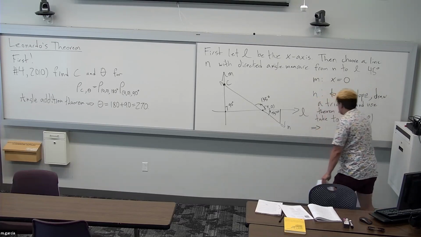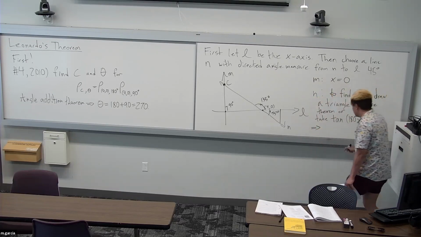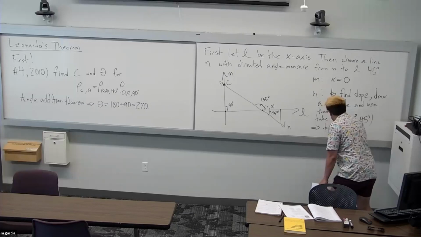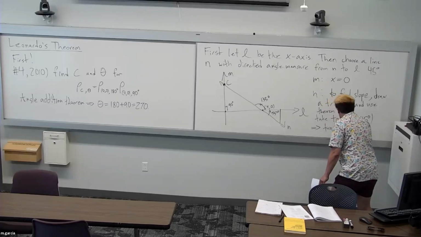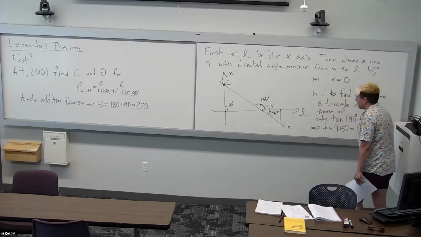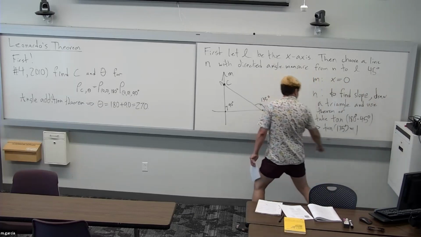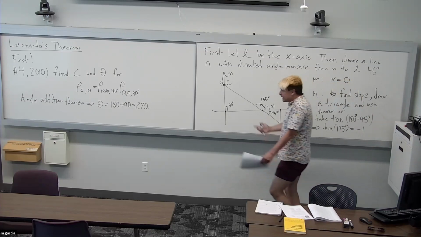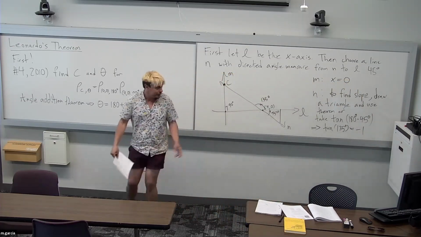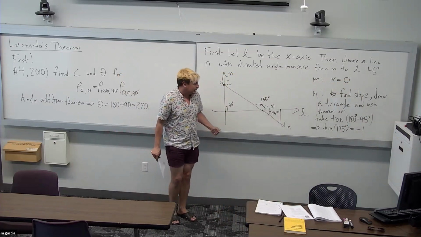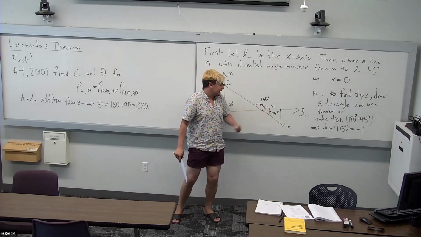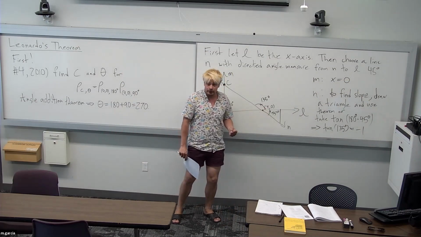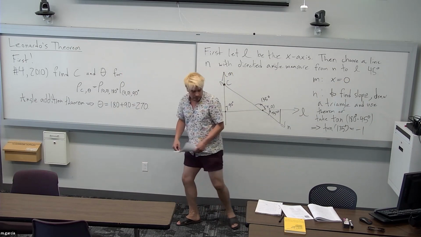So, the tangent of 135 degrees is -1. Okay? Jeez. And then we do the standard thing. We just solve for the y-intercept, knowing that the line n passes through the point 4, 0. Okay?